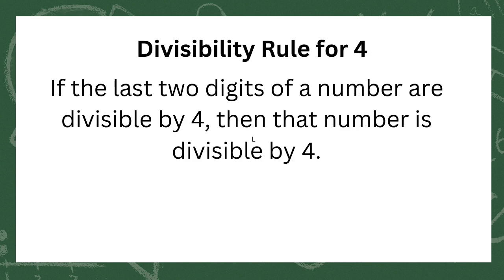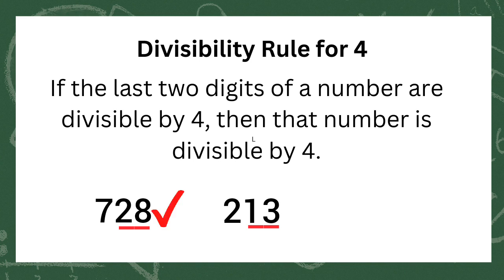The divisibility rule of 4. If the last two digits of a number are divisible by 4, then that number is divisible by 4. Example, the first number here is 728. The second number is 213. So we will look at the last two digits. In the first one, the last two digits are 28. Since 28 is divisible by 4, then 728 is divisible by 4.